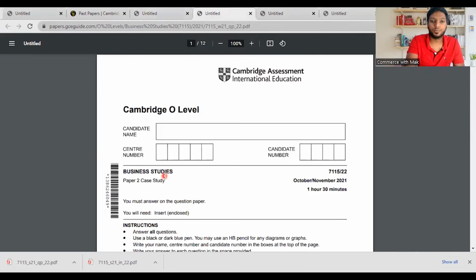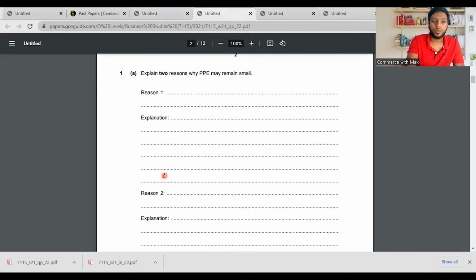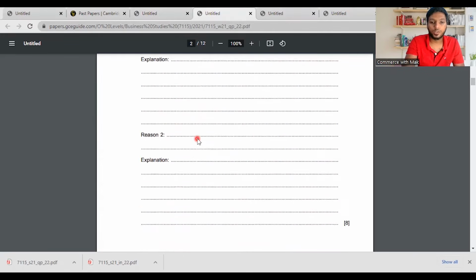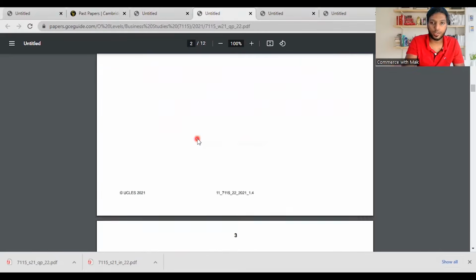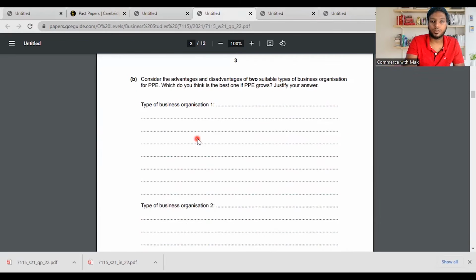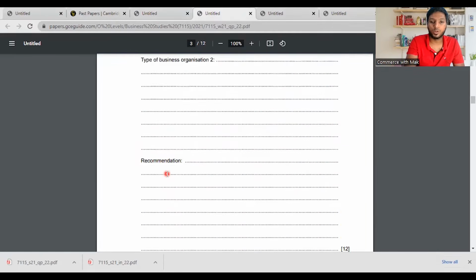Now you can see here, the first question says explain two reasons why PPE may remain small. They have given a reason. For the reason you get 1 mark, for the explanation you get 3 marks. So again, reason 2 and explanation, all together you get 8 marks. In paper 2, they have given 3 options. Consider the advantages and disadvantages of 2 suitable types of business organization for PPE. Which do you think is the best one if PPE grows? Justify your answer.